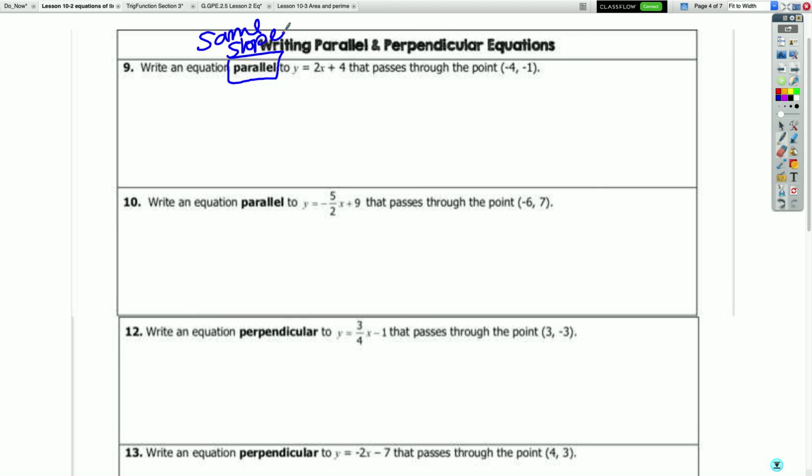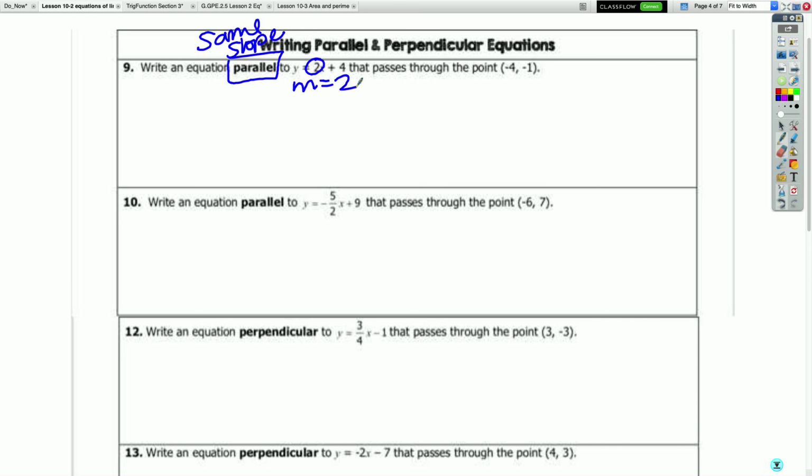Okay, so that means I need the slope of my original line. So if my line is y equals 2x plus 4, what is my original slope? What is the slope of that line? 2. Yes. It's the number attached to x if it's y equals mx plus b. So my m, or my slope, is 2. That means we're going to use the same slope. So we're going to use 2 as my slope to find a parallel line.